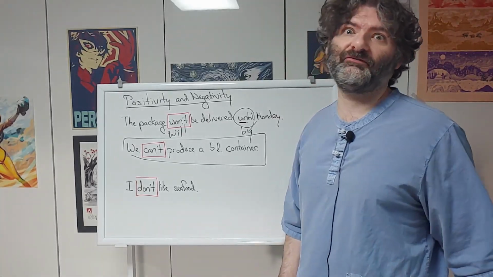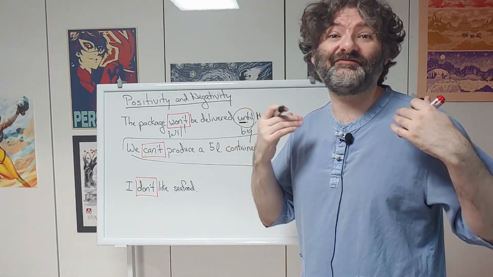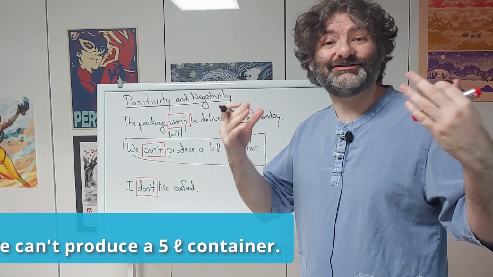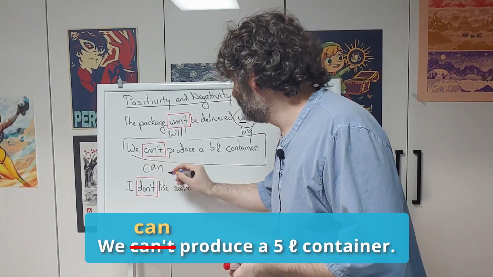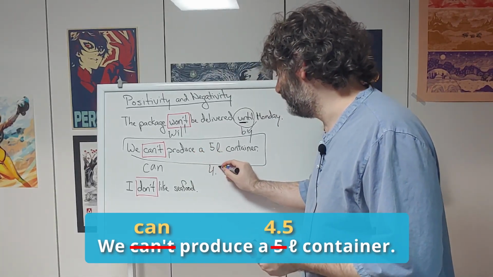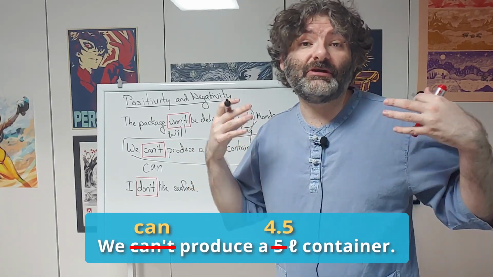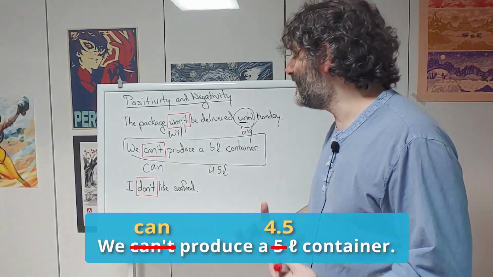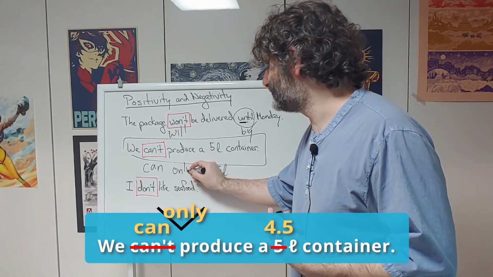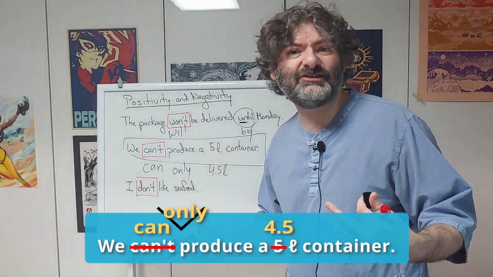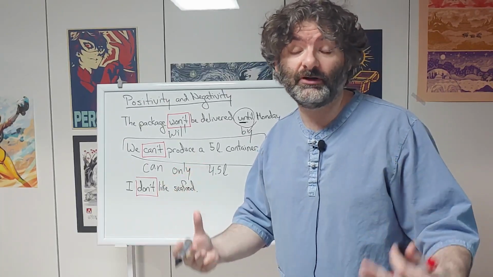Can you produce a 4.5-liter container? Can you produce a 4-liter container? That is going to drive me crazy. So instead, we can just say we can produce a 4.5-liter container, whatever you can create. That would be much more useful. If you want to emphasize there's no flexibility, we can say we can only produce. Only itself is a little bit negative, but it is giving me useful information to act upon.